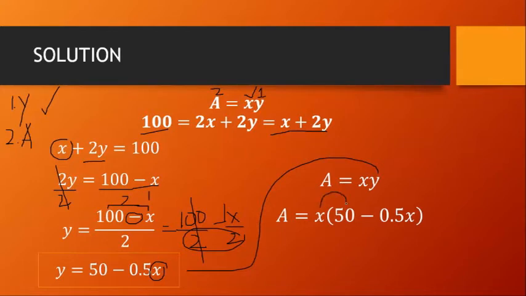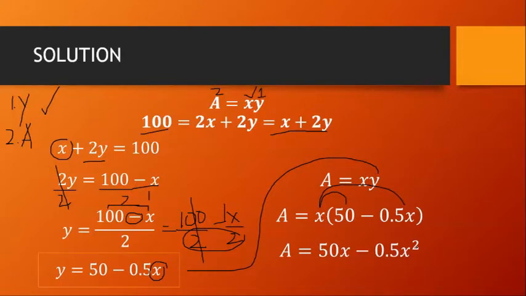X times 50, that's 50x. X times negative 0.5x, that's negative 0.5x squared. Please take note of the laws of exponents. Okay, i-recall nyo lang. Kasi kung marunong nga kayo gumamit ng distributive property, pero hindi nyo naman kabisado ang laws of exponents, magkakamali kayo ng sagot. Okay, i-recall nyo lang po. And we are going to use the laws of exponents sa mga susunod nating discussions.